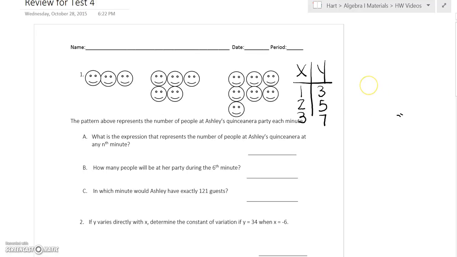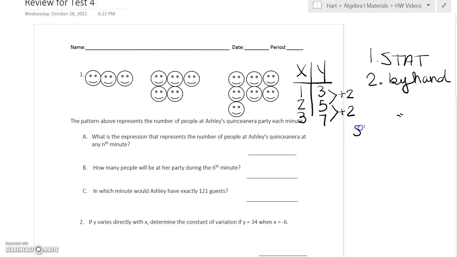So there's 2 ways you could find the equation. You could either use stat, or you can do it by hand like I've shown you in class. So I'm going to do it by hand because I don't have a calculator on here I can show you. So to do that, first you figure out the common difference. So each time it's adding 2. So that means that our slope is going to be 2.